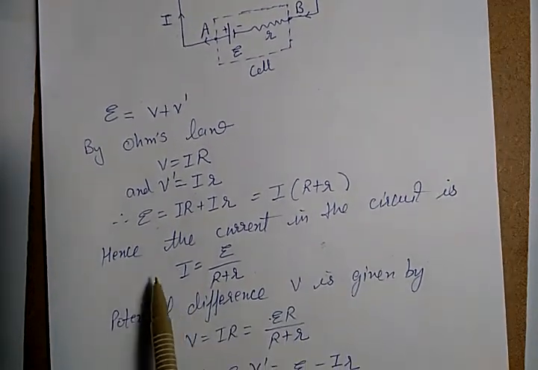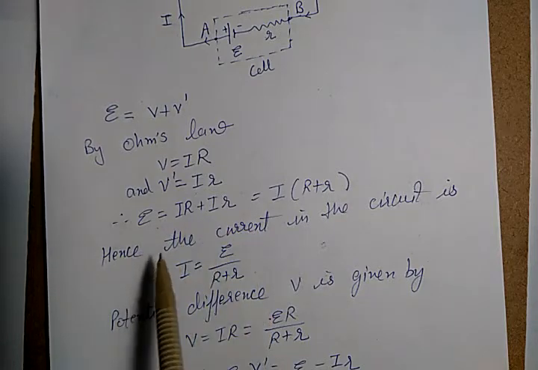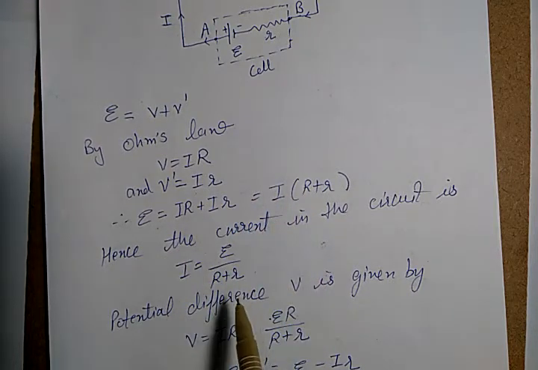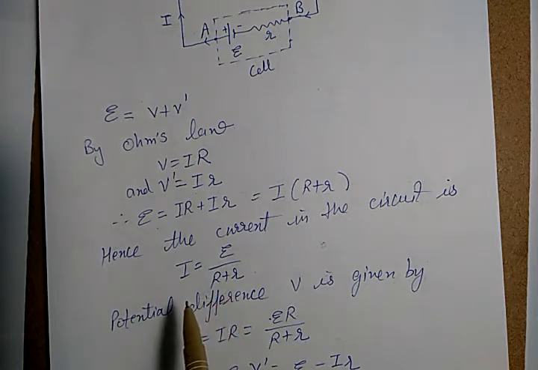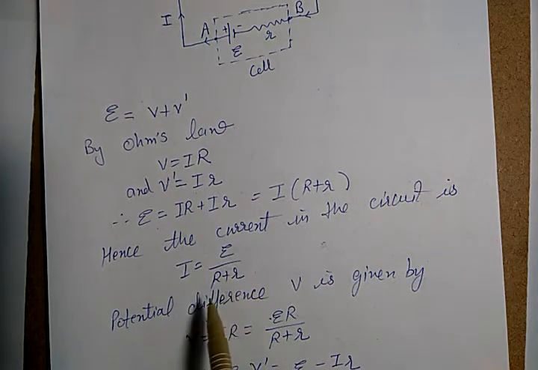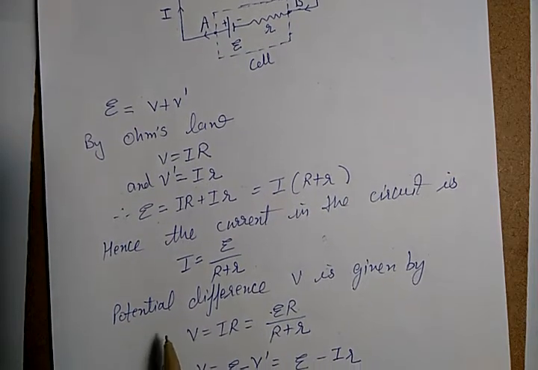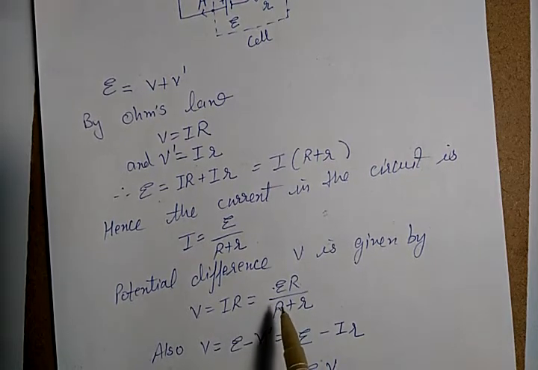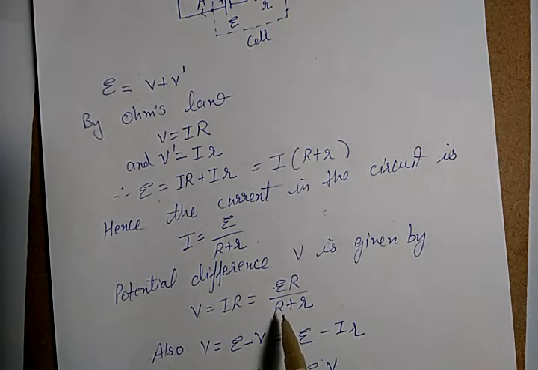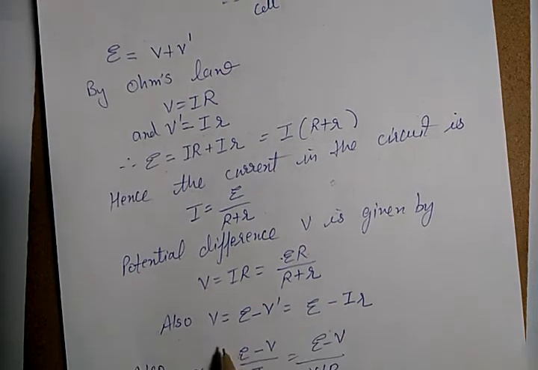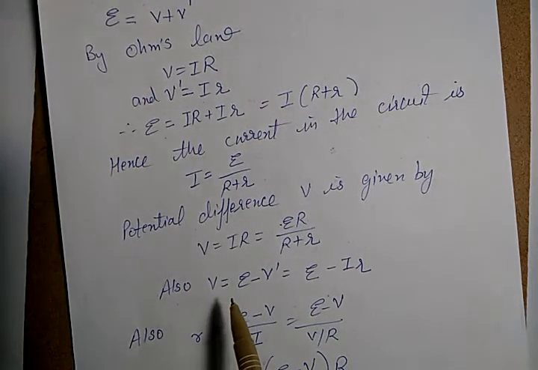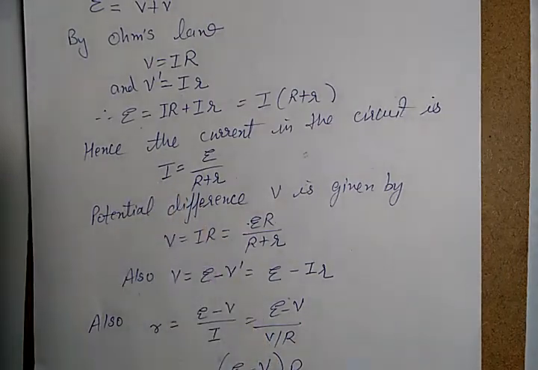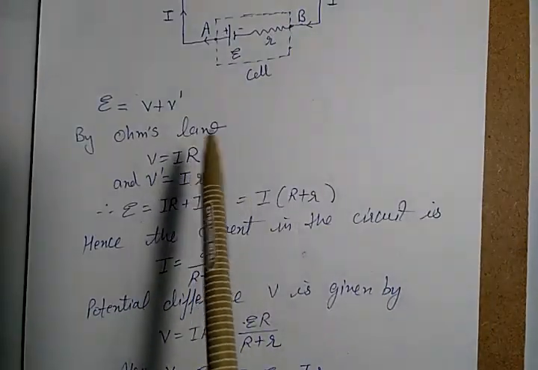Now we know that Ohm's law says that V equals to IR, and from this above relation we can find out a relation for current, that is, I is equal to E by R plus r. So the potential difference V is given by applying Ohm's law. This is equal to ER divided by R plus r. Also we have V is equal to E minus V dash using the first relation, that is, this relation.